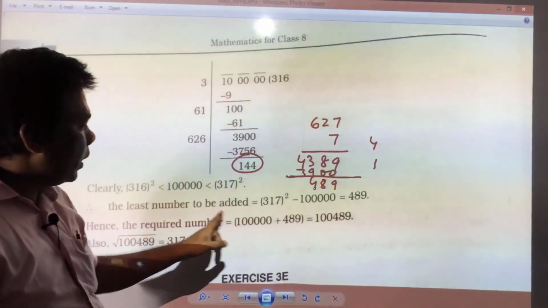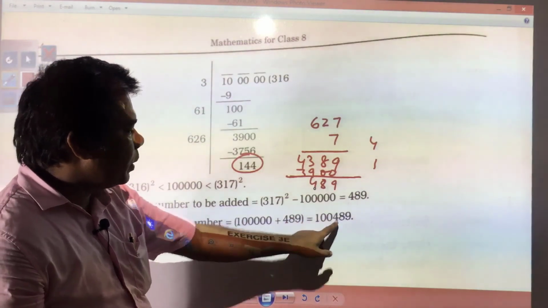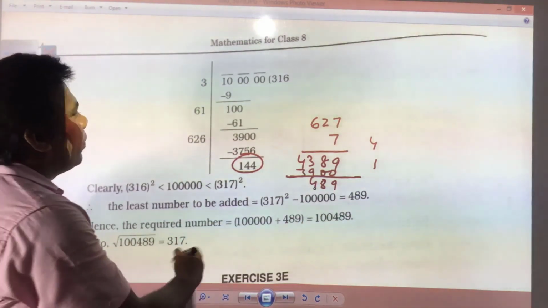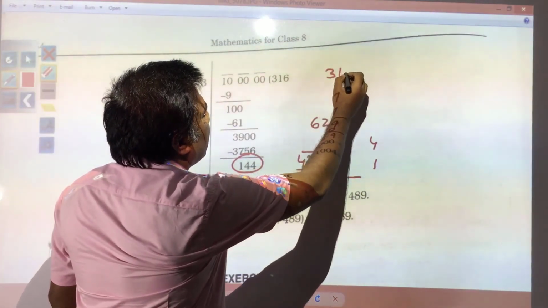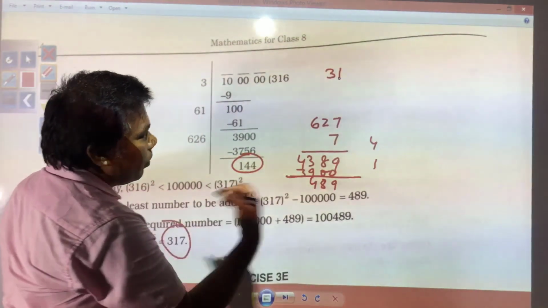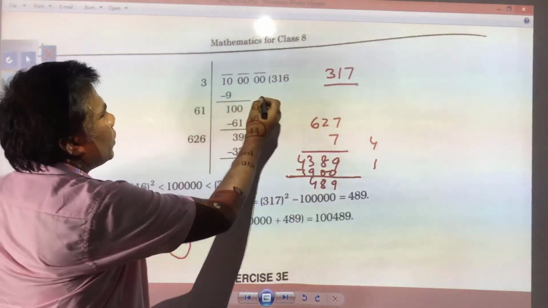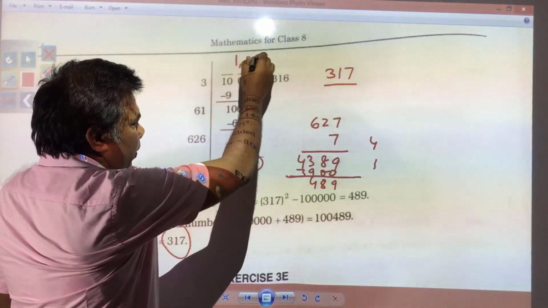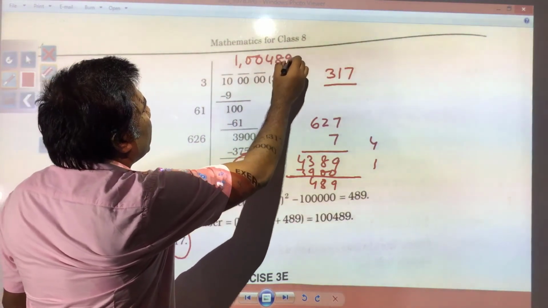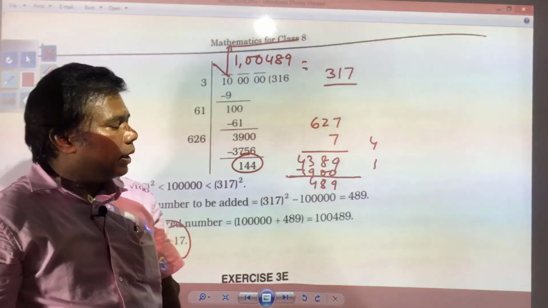The same thing has been done over here. You see 1 lakh plus 489 has been added, and you have got the perfect square, and your perfect square is 300 square root. The square root of your perfect square is 317, and the perfect square number that you have got is 1 lakh 489, and you have got 317 as the answer.